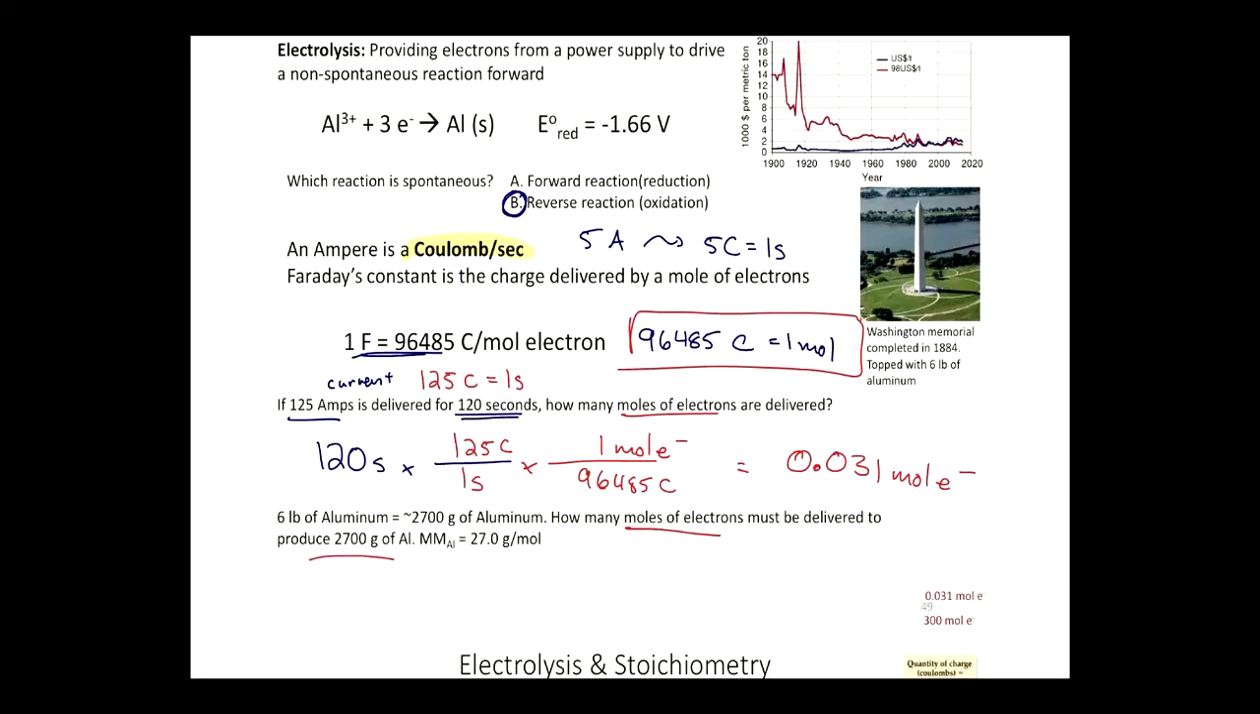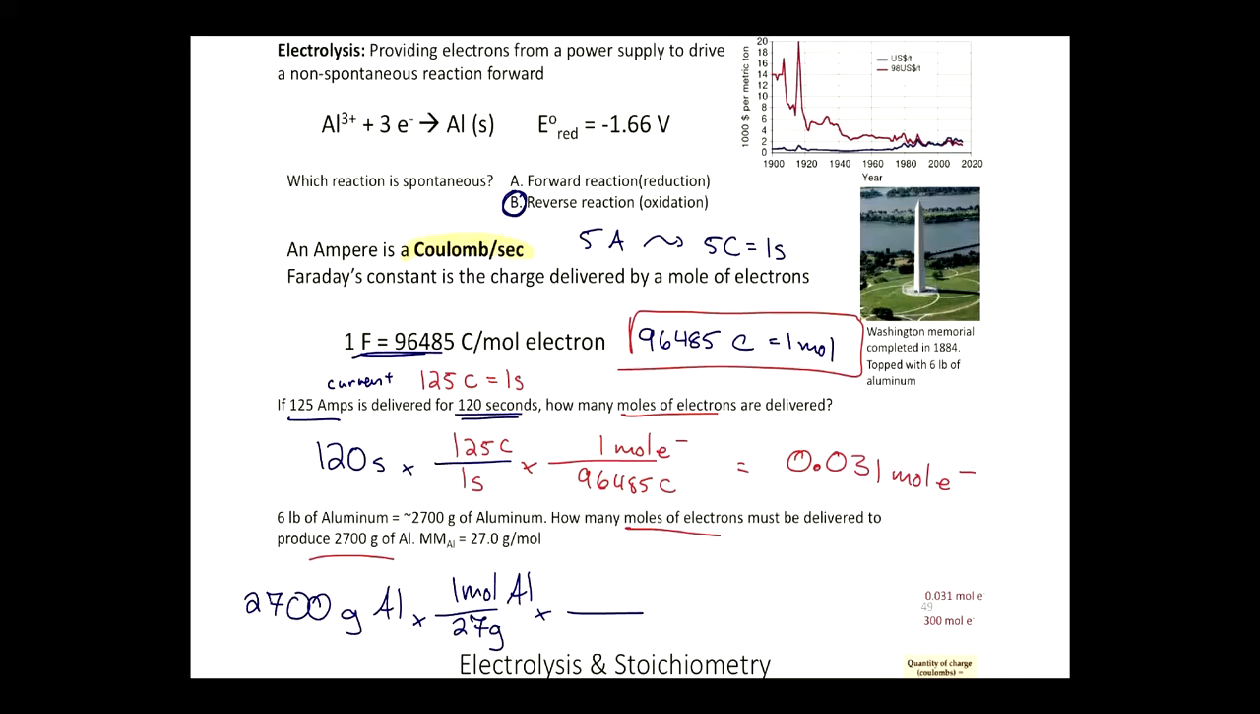So in this case, let's think of it. If we start with 2,700 grams of aluminum, think about how aluminum is related to moles of electrons. Well, let's convert those grams into moles first. So we're going to use the molar mass of aluminum. So 27 grams of aluminum is 1 mole of aluminum, right? The idea here is, how many moles of electrons are required to make that aluminum?